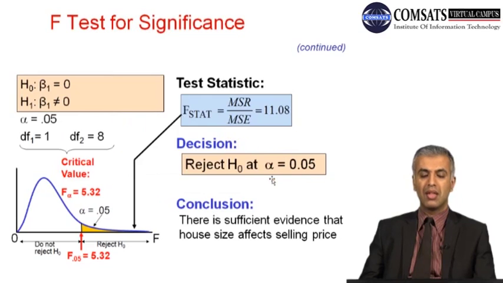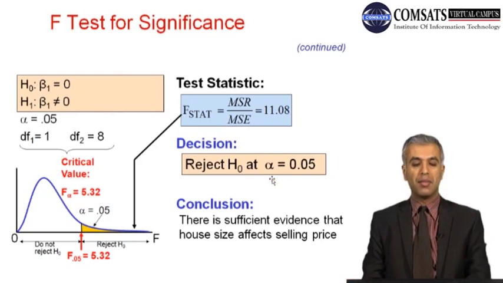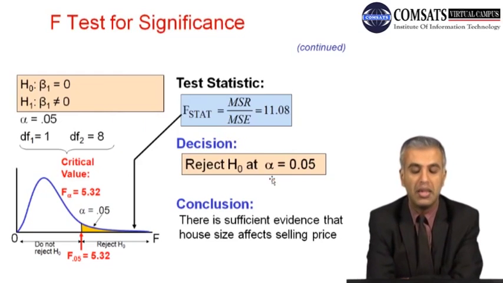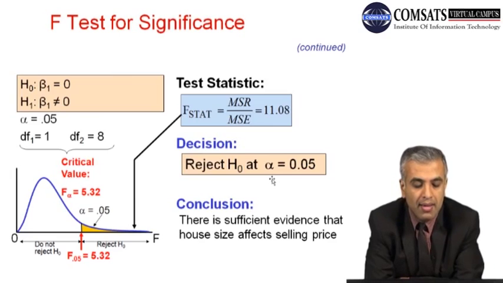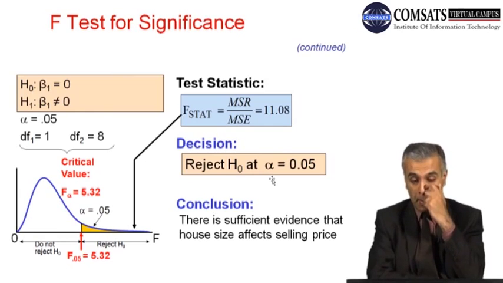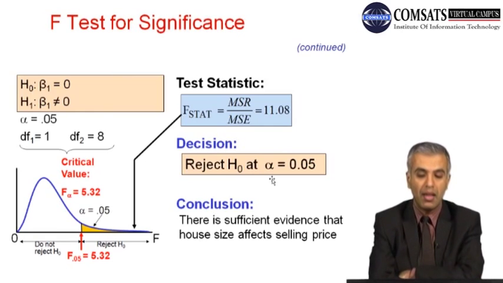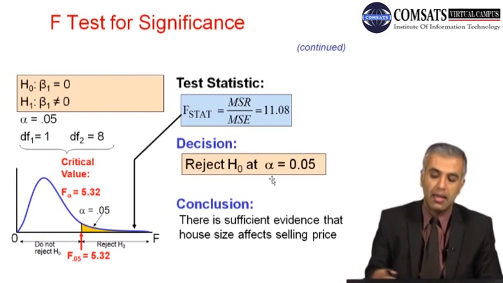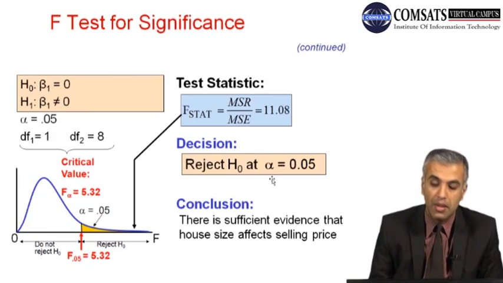So here we can see how this whole phenomenon works. The F test also has to be tested for significance, and again in this case we also have to state our null and alternative hypotheses. You can clearly see that this F statistic is a calculation which gives us a certain value here, and you can see it's 11.08.